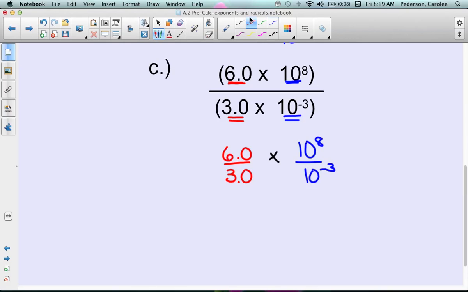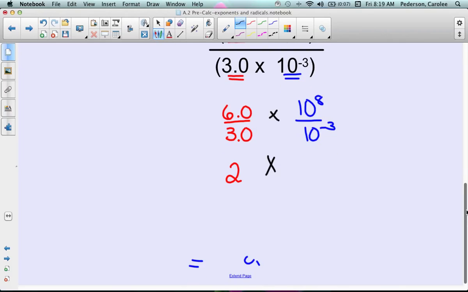Now let's take care of the red. 6.0 divided by 3.0, which is 6 divided by 3, is 2. Now we have the blue. 10 to the 8th divided by 10 to the negative 3. That is a rule that we learned in exponents where you can either bring this 10 to the negative 3 up, so it'll be 10 to the 8th times 10 to the 3, or leave it there and then subtract them. I'm going to bring it up, and now you just add those exponents.